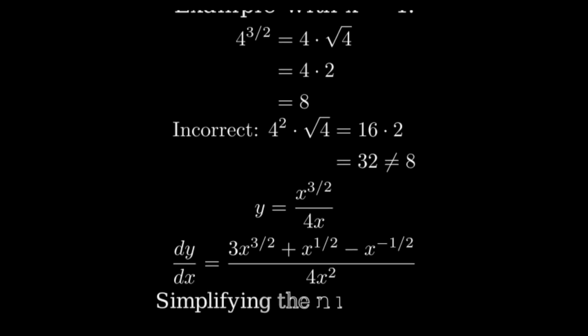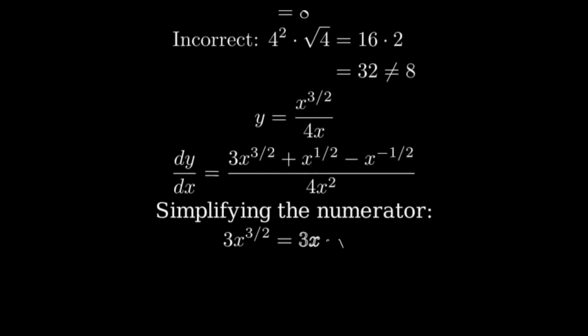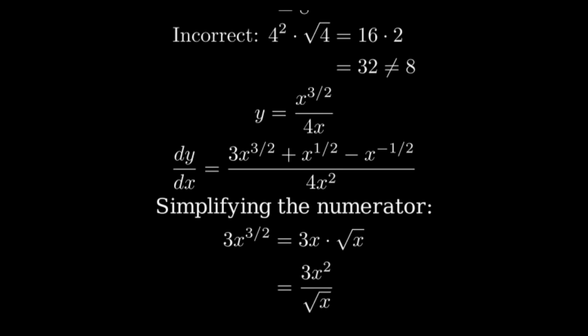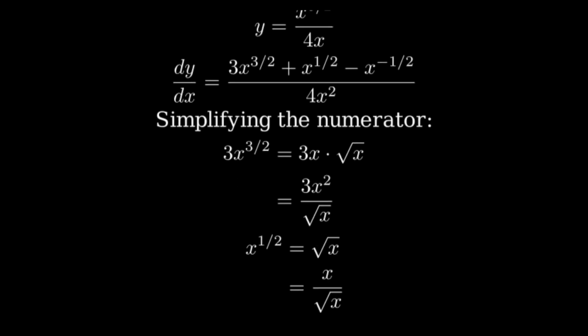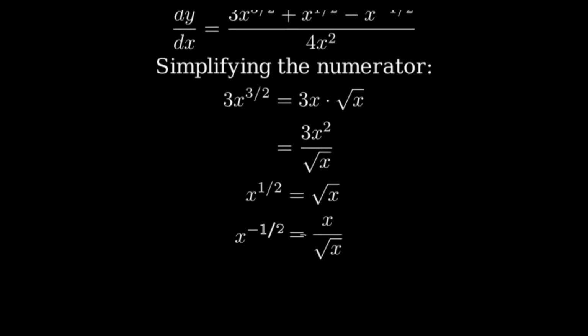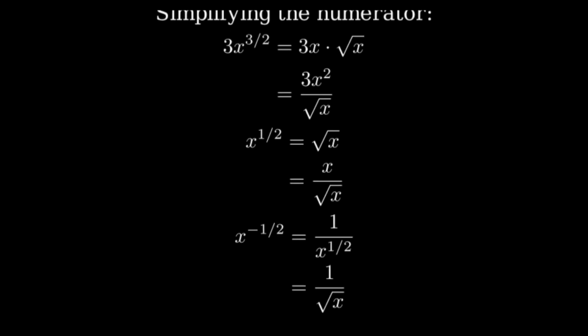To simplify this, we need to convert all terms to a common form. Using our understanding of fractional exponents, 3x to the power of 3 halves equals 3x times the square root of x, which we can write as 3x squared divided by the square root of x. x to the power of 1 half is just the square root of x, which is x divided by the square root of x. x to the power of negative 1 half is 1 over the square root of x.